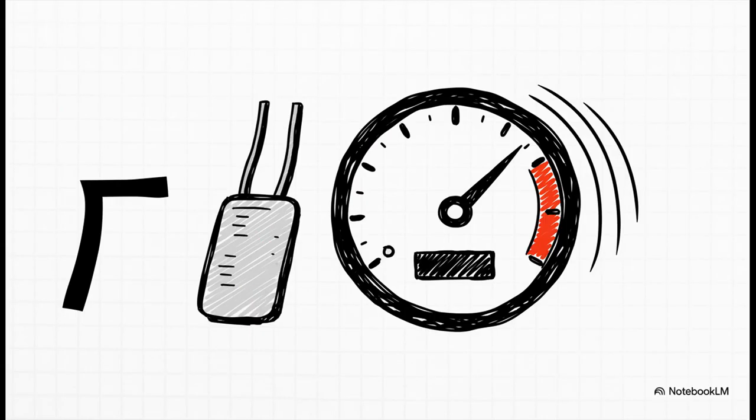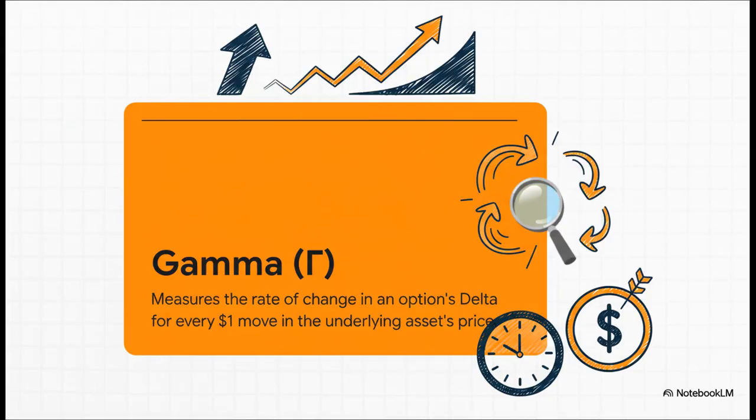All right, so if delta is your speed, what's gamma? Simple. It's your accelerator. It doesn't tell you how fast you're going right now. It tells you how quickly your speed is about to change. So gamma measures the rate of change of your delta. If you have a high gamma, it means your option's delta is going to change really fast as the stock moves. It's like you're just tapping the gas and the car's lurching forward. This is a huge deal for options that are right near the strike price, where things can get pretty wild.